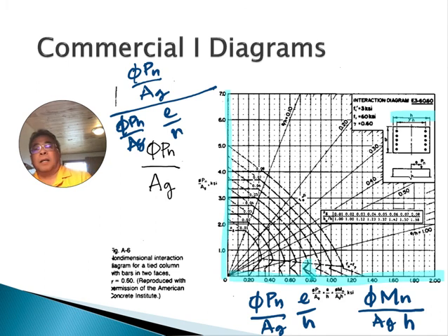Okay. The slope is phi Pn over Ag divided by phi Pn over Ag times e over h. So the slope is 1 over e over h. And so you can see that they've conveniently put in lines for you at constant slopes that represent the different e over h's. Okay, that is commercial interaction diagrams. But before you just start using these, I have some comments.